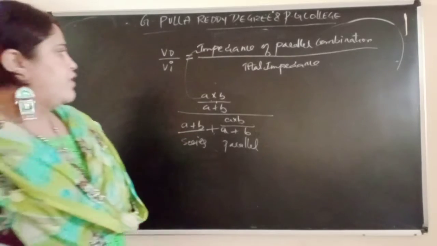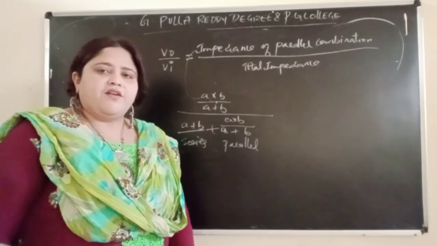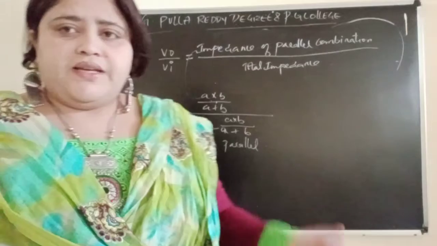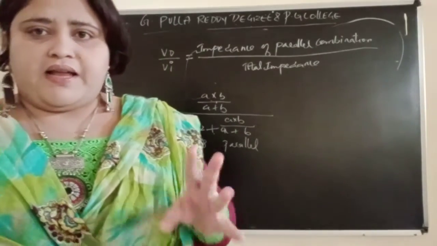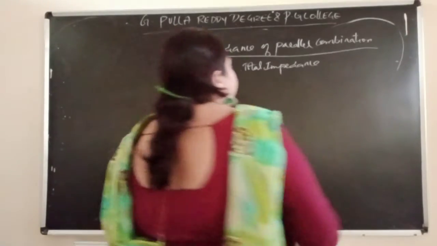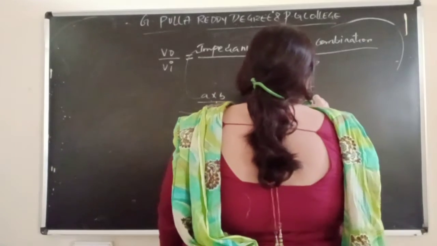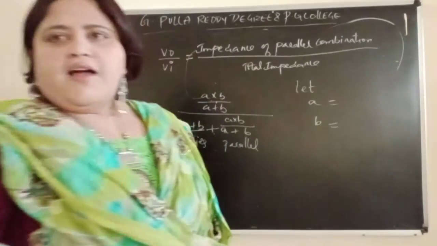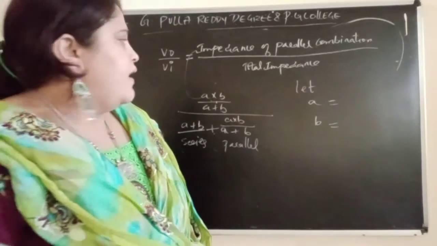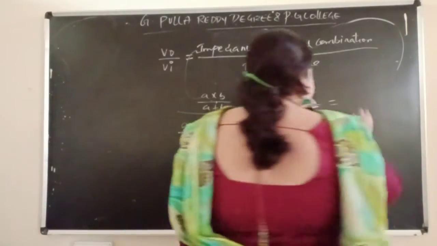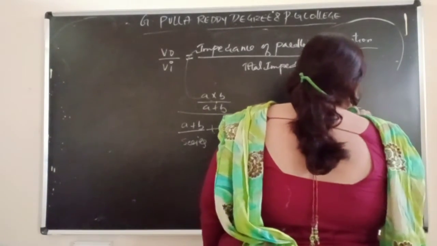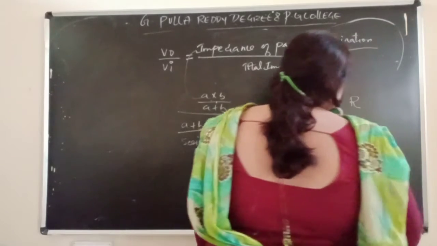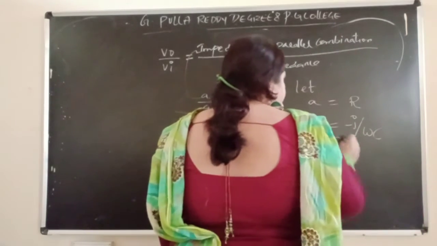Now, in your network, what have you seen? You have seen resistor and capacitor in series and parallel. So here let us say A and B. What is A and what is B here? A is nothing but R, and B is minus j by omega C, that means the capacitor.